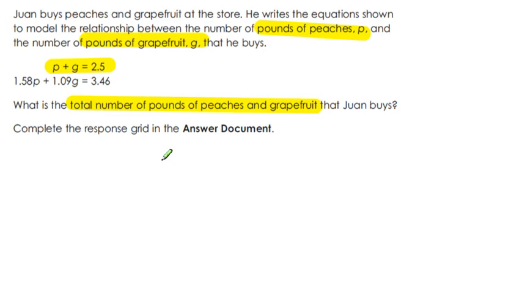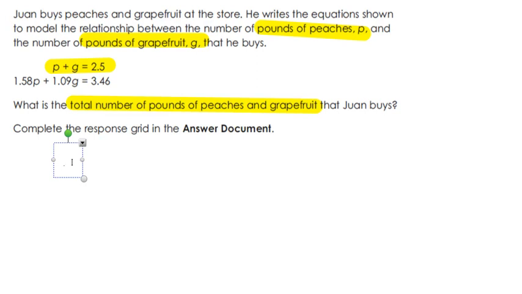It's kind of one of those tricky questions where it's really asking us, are you reading the question? Are you reading through everything that we're giving you? Saying the pounds of peaches and the pounds of grapefruit together is 2.5. So that is your answer. And you would just write that in like a nice sentence. If in doubt, try and write a sentence.